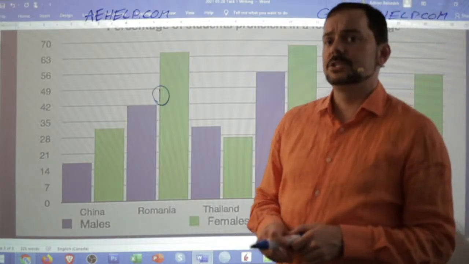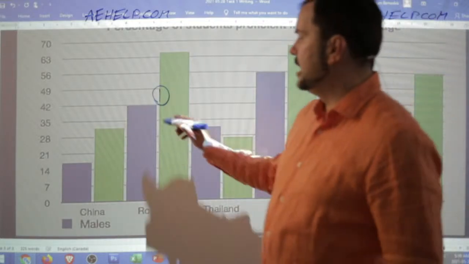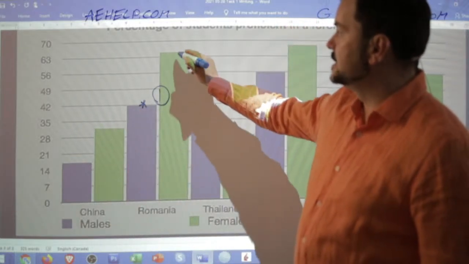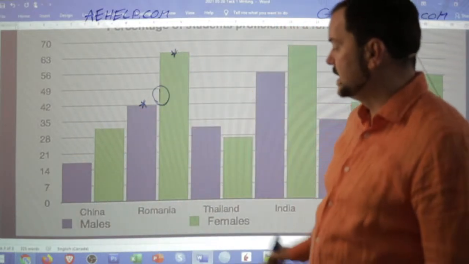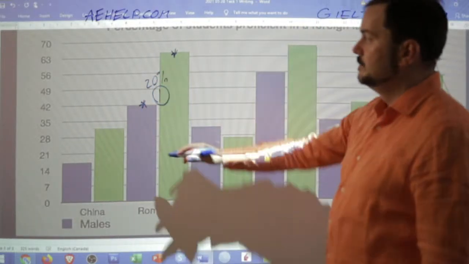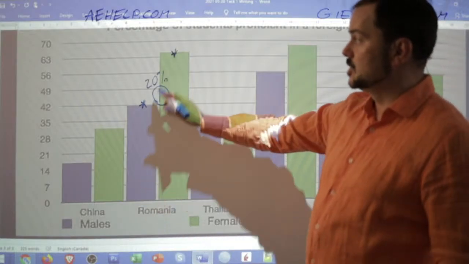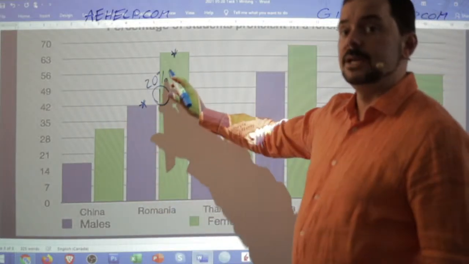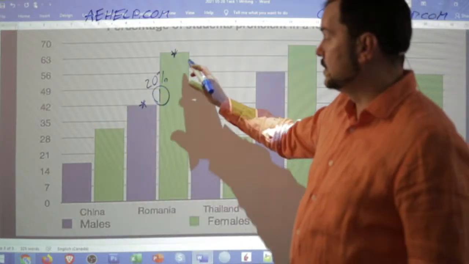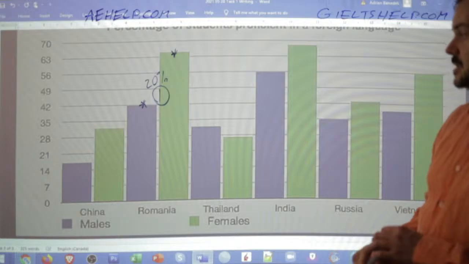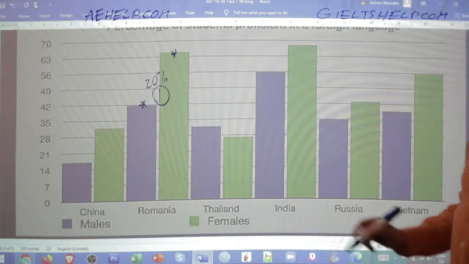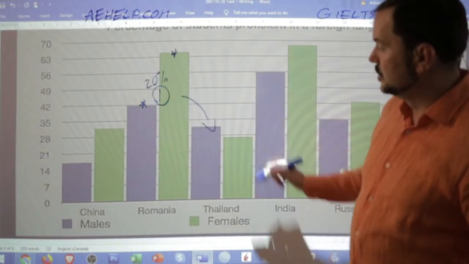So Jainil says because of the greater difference. Yeah, so you have 42% of males in Romania, and over 63%, 64% of females. So there's a difference of about 20% roughly between males and females, which is the greatest difference. So a lot more women are proficient in a second or third language in Romania compared to other countries. Okay? All right. So I'm going to talk about that first, and then I'm going to compare that to Thailand.